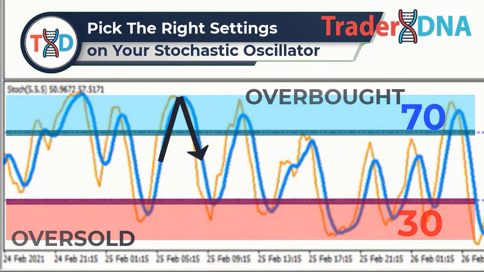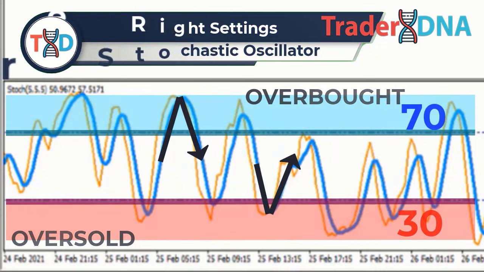Conversely, a buy signal is indicated when the oscillator moves below 30 and then back above 30. Overbought and oversold levels mean that the security's price is near the top or bottom, respectively, of its trading range for the specified time period.